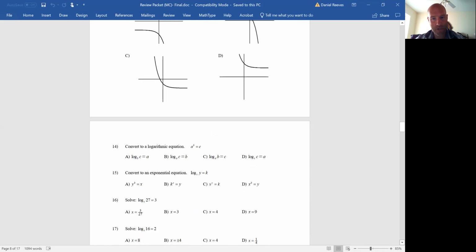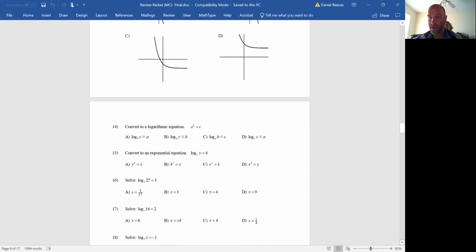For 14, convert to a logarithmic equation. Let me write down the key to those again. That says b to the x equals y says the exact same thing as log base b of y equals x. This is the mantra for all things logarithmic. Hopefully that is legible there. So it's just a matter of taking one and writing it as the other.